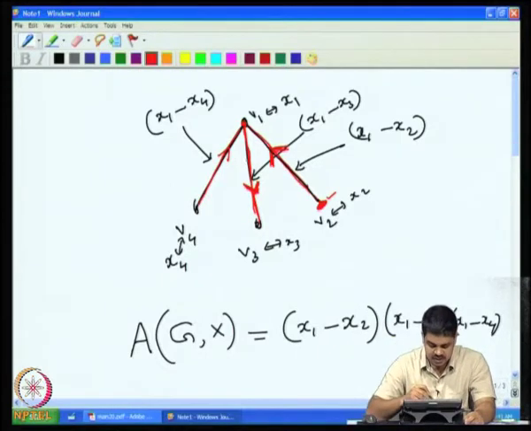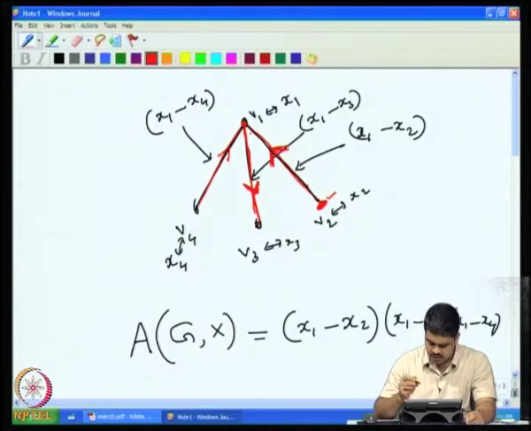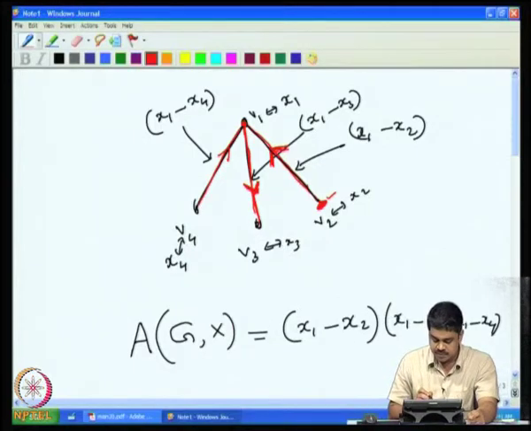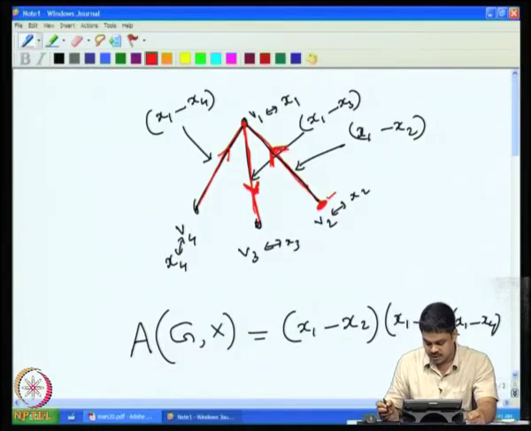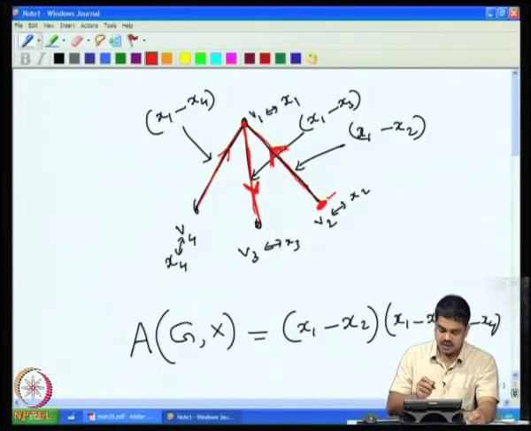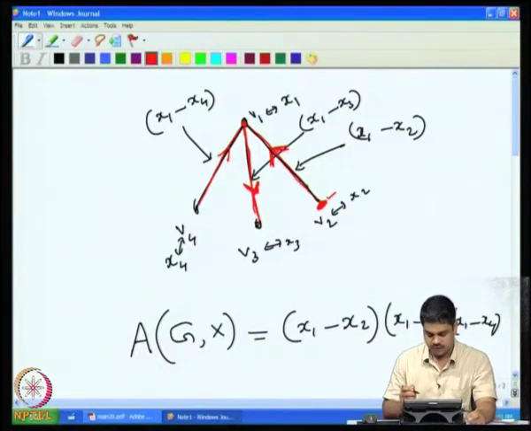So, essentially you can see that the way we have picked up the variables from each of the terms in the product corresponds to giving an orientation for each edge. So, finally, when you make a monomial, that monomial corresponds to an orientation of the total graph, giving some direction to each edge of the graph. That is what happens.